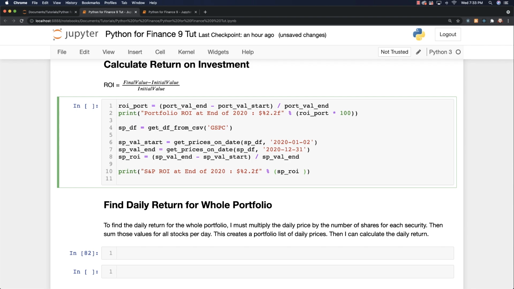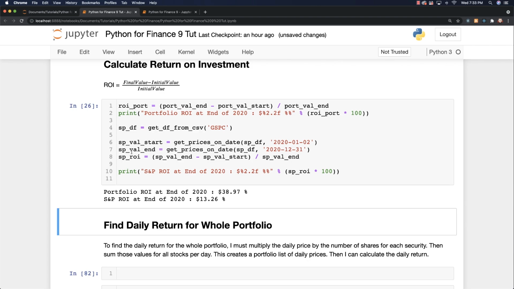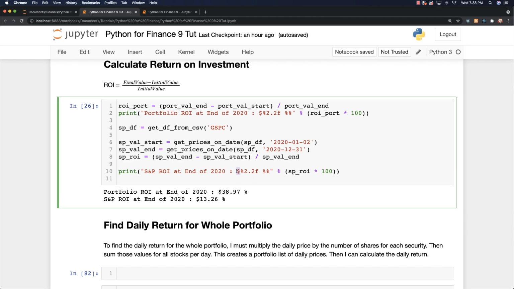And I'm going to multiply it times 100 again. And I'm going to throw in double percent sign. So a percent sign shows up and another double percent sign. So that shows up. And there you can see our portfolio that we created had a, whoops, I don't want a dollar sign. So let's get rid of this guy. And let's get rid of that one.